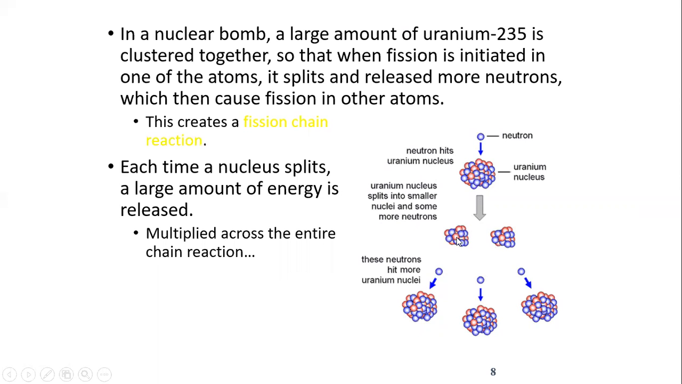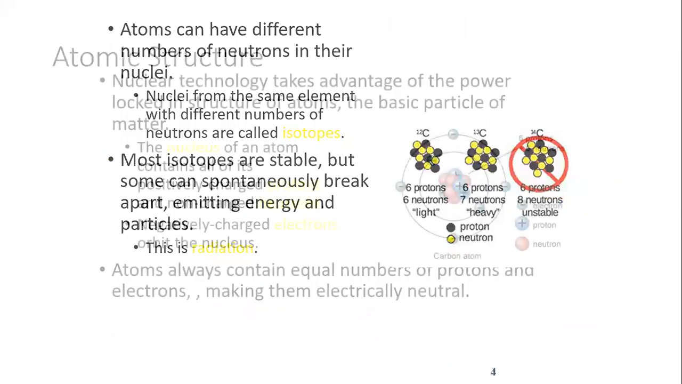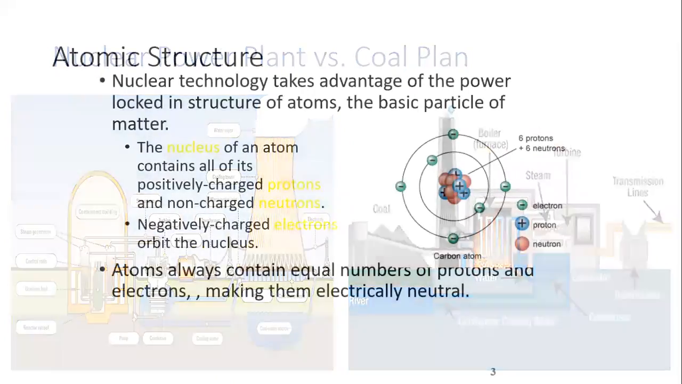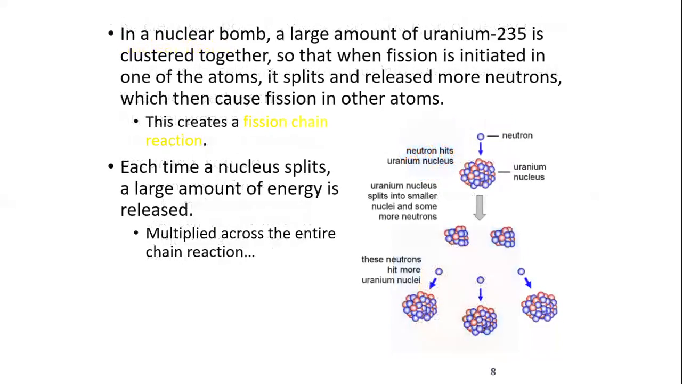After these unstable atoms combine with neutrons, they are converted into other atoms. Each and every cycle dissipates a large amount of heat energy. By using this large amount of heat energy, it will be converted into steam energy. This is the complete layout of the atomic structure and of a nuclear power plant.